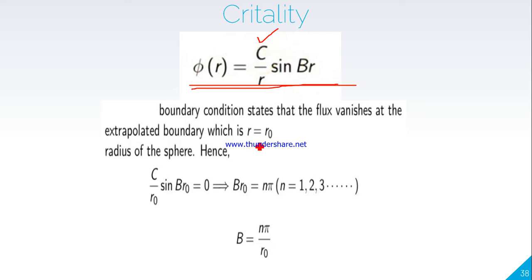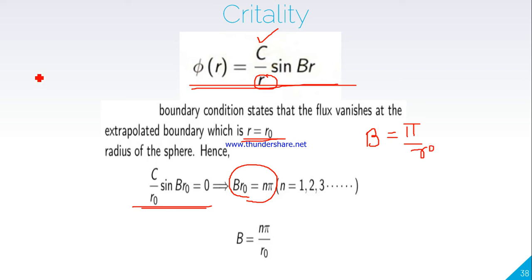And now we can assume, if r is the radius, that at radius r the flux will vanish. So at r is equal to r0, phi is equal to 0. If you put that here, we will get this, because the general solution of sin theta is equal to 0 means theta is equal to n pi. So the nearest value of B is equal to pi by r0.